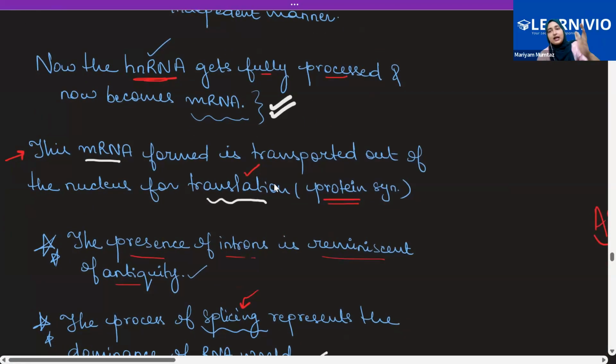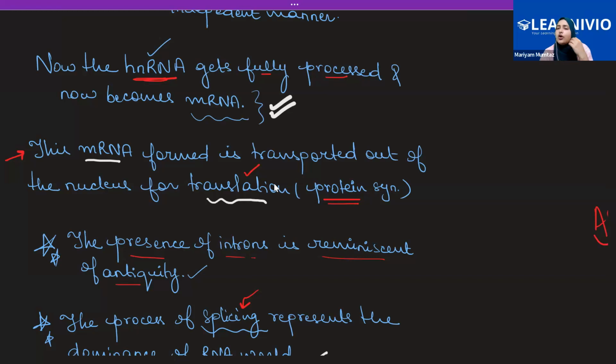Now, the mRNA comes out of the nucleus into the cytoplasm for the translation process, or the other name for translation is protein synthesis. Is it clear to everyone? Any doubts?